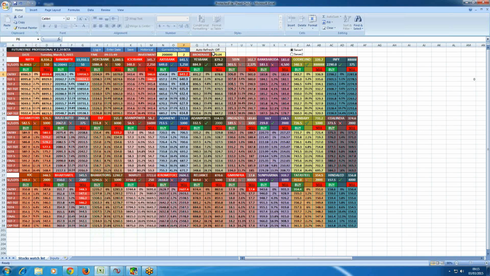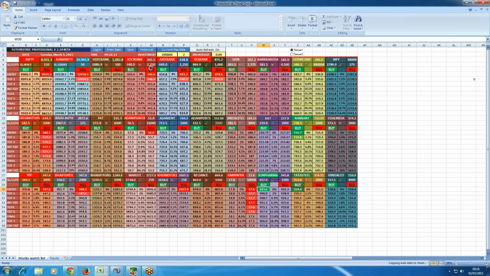So now once the data is ready, I'll have to just click on the auto refresh on button. So I've just clicked on that. You can just see that Axis Bank is a sell call, and we have Ranbaxy a buy call. We have Adani Power, which is a sell call. We have Yes Bank, which is a sell. We have Sun Pharma here, which is a buy call.